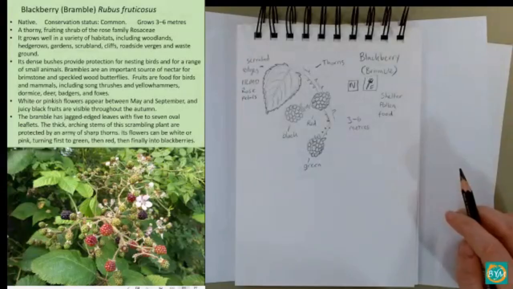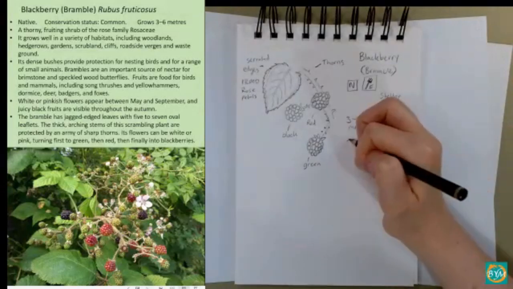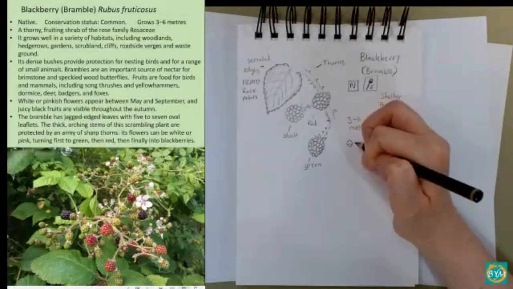Right. So we have white or pink flowers that appear between May and September.